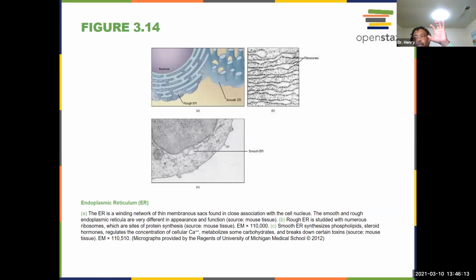So we know that the rough ER is responsible for protein synthesis, particularly of membrane-associated proteins or membrane-embedded proteins. The smooth ER, like I said, is responsible for phospholipid synthesis, steroid hormones. It also is responsible for the regulation of the concentrations of calcium. It's also involved in sugar metabolism. And it can break down certain toxins, not all toxins.